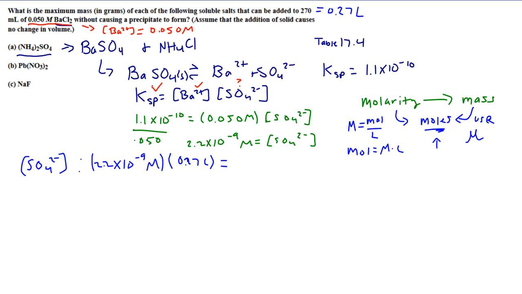So 0.27 liters times the 2.2 times 10 to the -9 molar will give us how many moles? 5.94. We'll leave an extra digit in there for now. Moles of sulfate. Now, this is moles of sulfate. To get to moles of ammonium sulfate, because that's what we need the mass of, we'll use the molar ratio. Now, I'm going to write it out this time. You're not going to really see that it changes anything because it's 1:1, but I'll write it out because it's not always going to be 1:1 for these other ones.